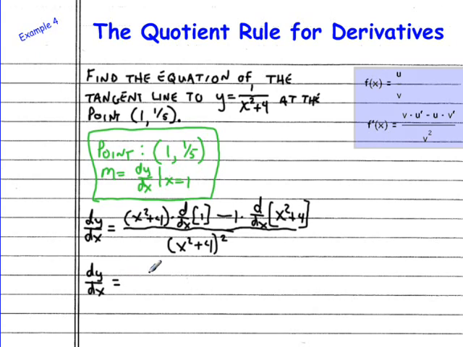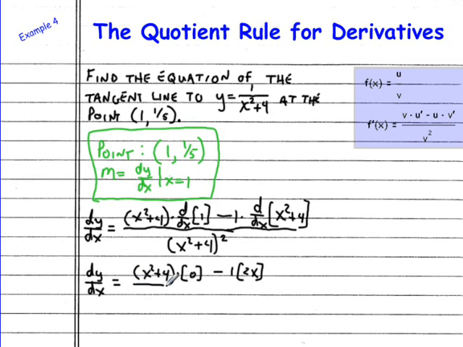In this case, we have x squared plus 4 times the derivative of 1. Well, the derivative of any constant is 0. So we end up here with x squared plus 4 times the resulting derivative, which is 0. Now, we'll come back in just a moment and recognize that, of course, x squared plus 4 times 0 just creates a 0. And then we have minus 1 times the derivative of x squared plus 4, and the derivative of x squared plus 4 we recognize as 2x very quickly.